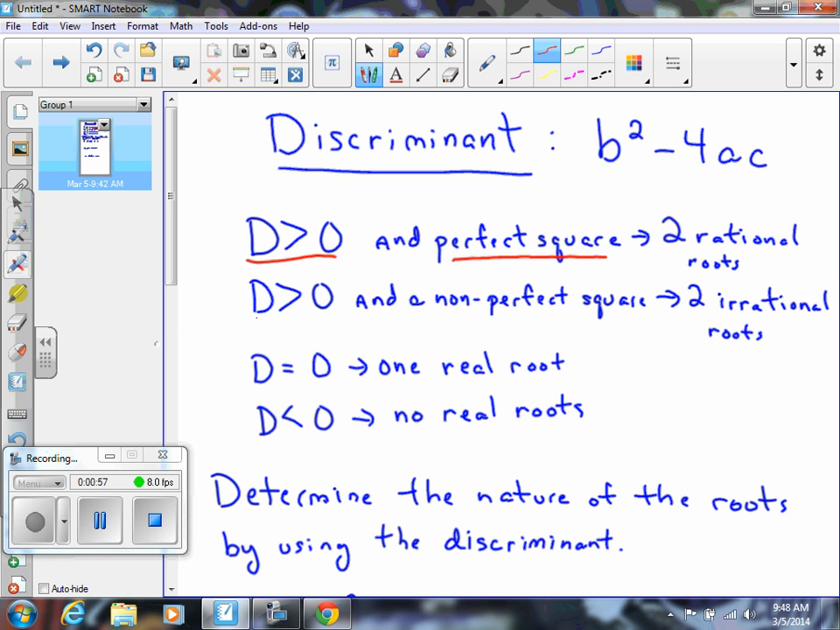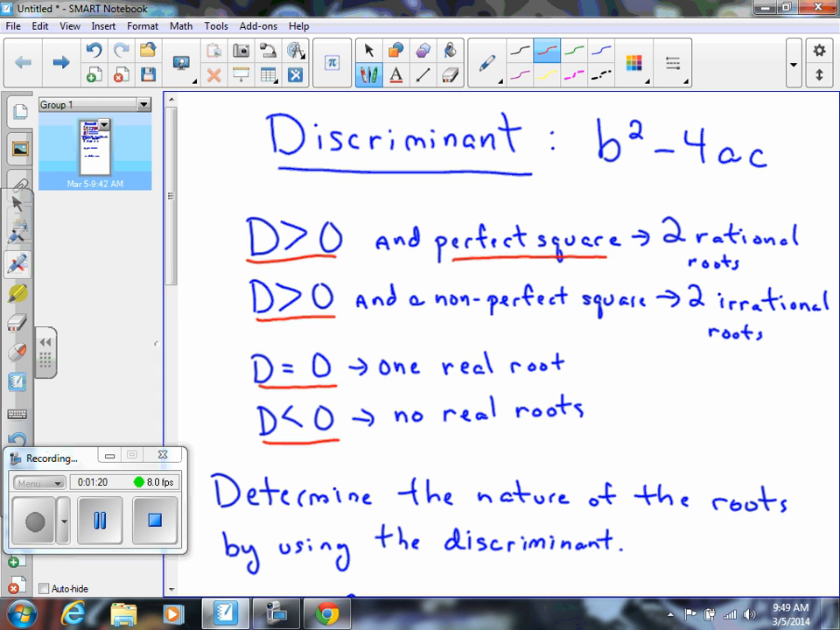If the discriminant is greater than 0 but not a perfect square, such as a number like 17, then there are 2 irrational roots. If the discriminant is equal to 0, we have 1 real solution or root. And finally, if the discriminant is less than 0, there are no real solutions.